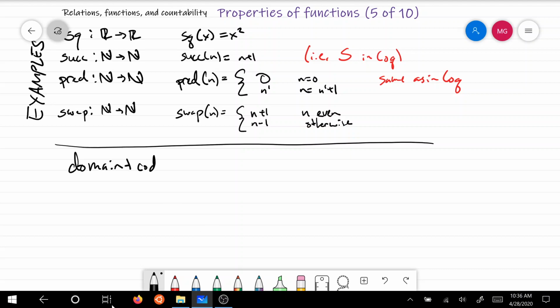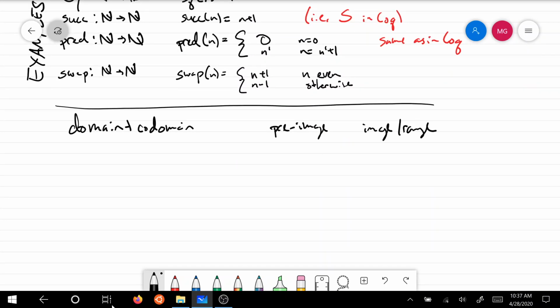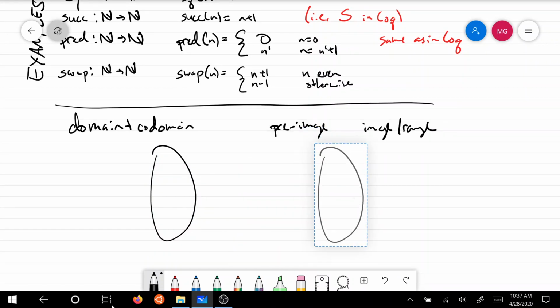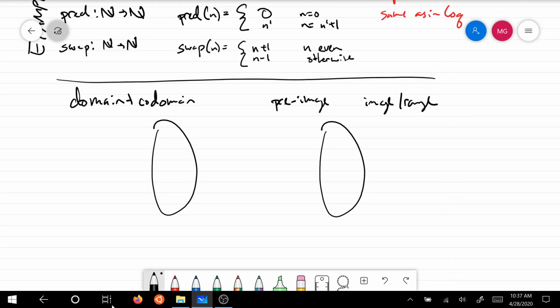Domain and codomain, and then the pre-image, and then the image or range. For all of these functions, you can envision there being two sets. We'll have some set A and some set B, and the idea is that function f transports things from A to B. This is the general picture people draw about these.